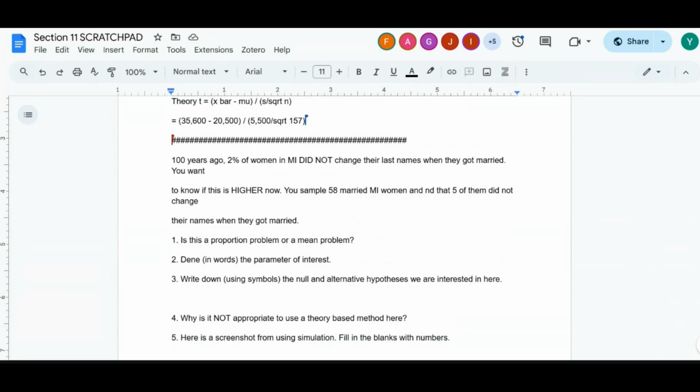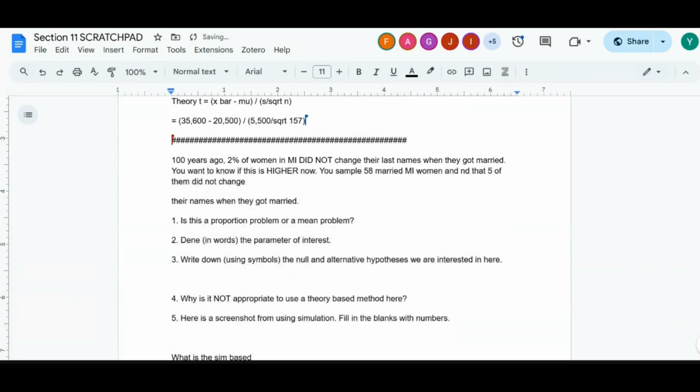100 years ago, 2% of women in Michigan did not change their names when they got married. Okay. You want to know if this is higher now. Did you catch that? Okay. 100 years ago, 2% of Michigan women did not change their names when they got married. And you want to know if this is higher now, you sample 58 married Michigan women and find that 5 of them did not change their names when they got married.